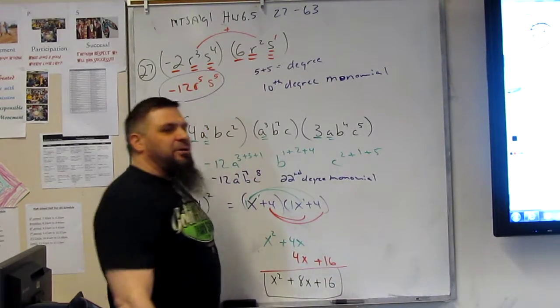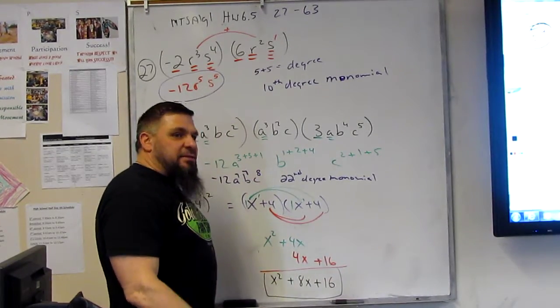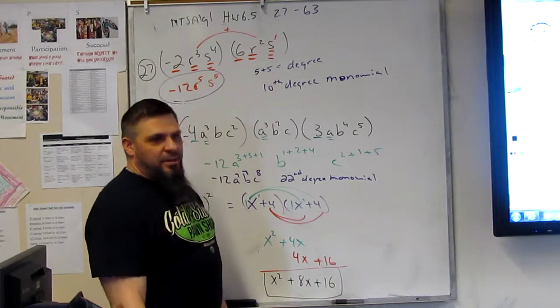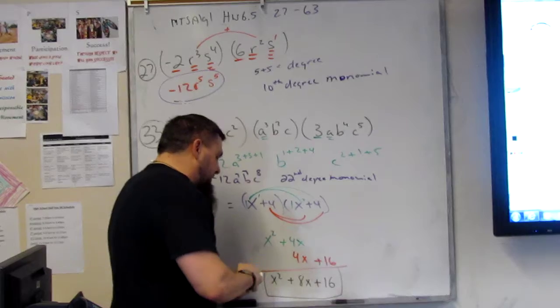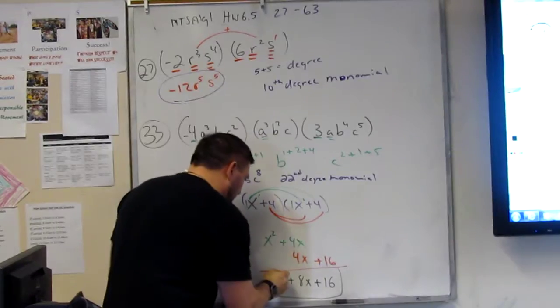But what kind of polynomial is this? This is the one we're going to use all the time. That's why it's really crucial you know what it is. So we know that it's a second degree. What does second degree mean?